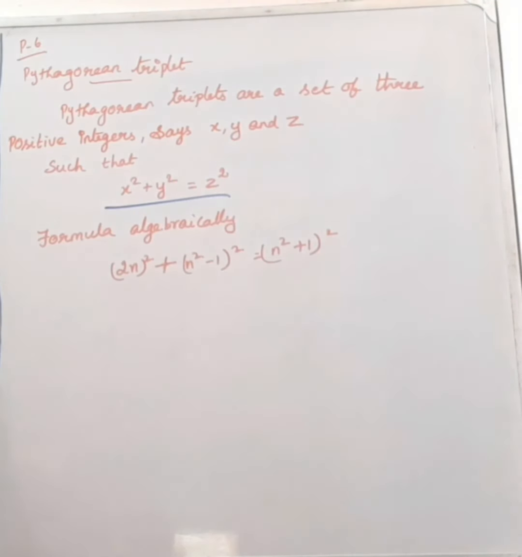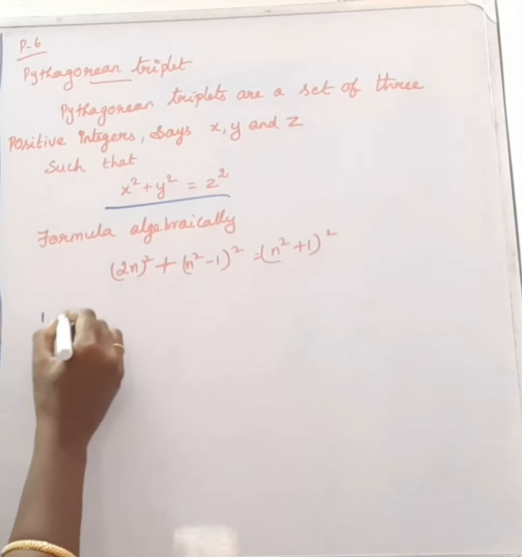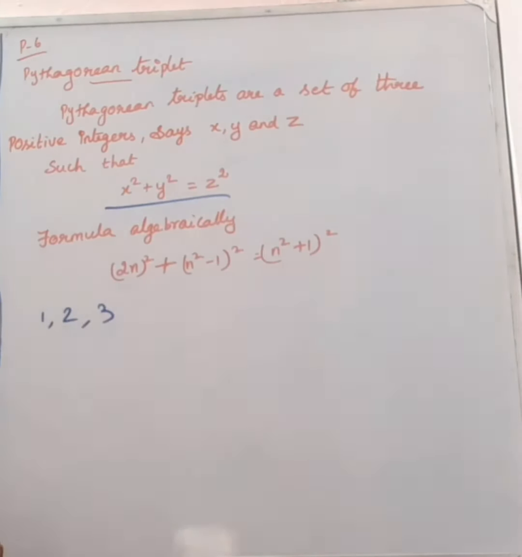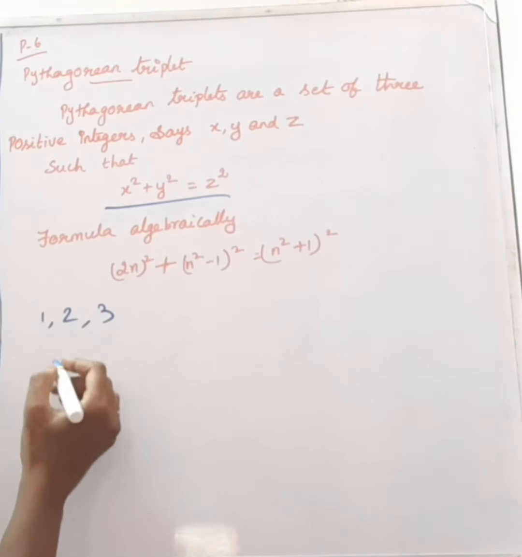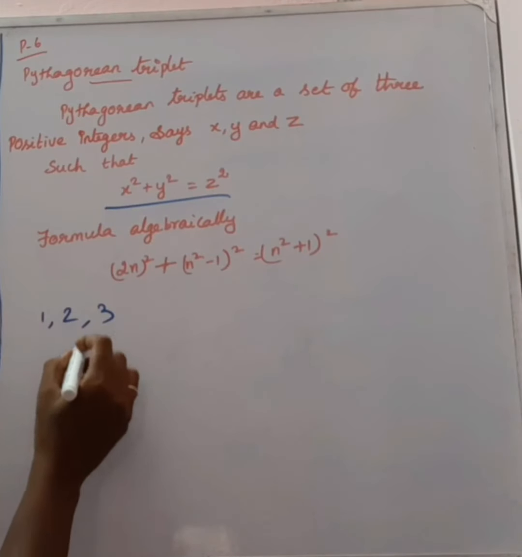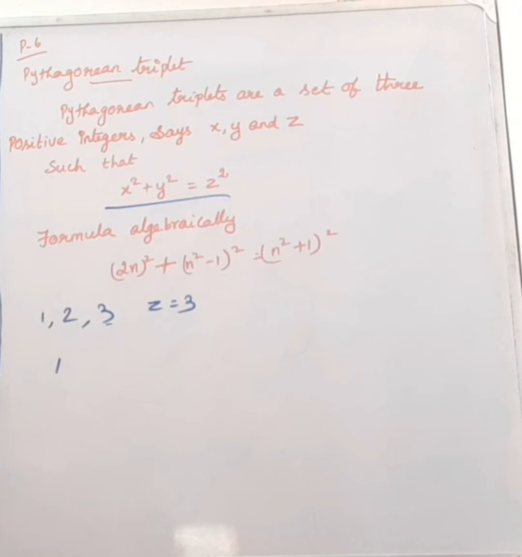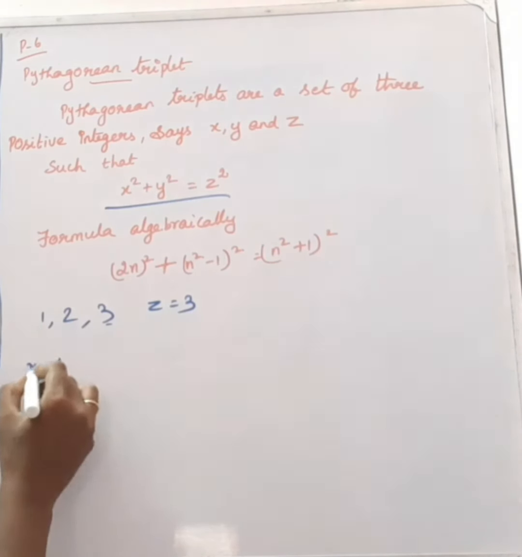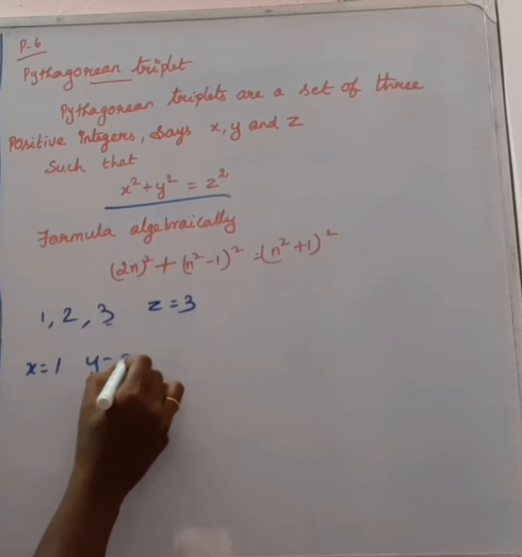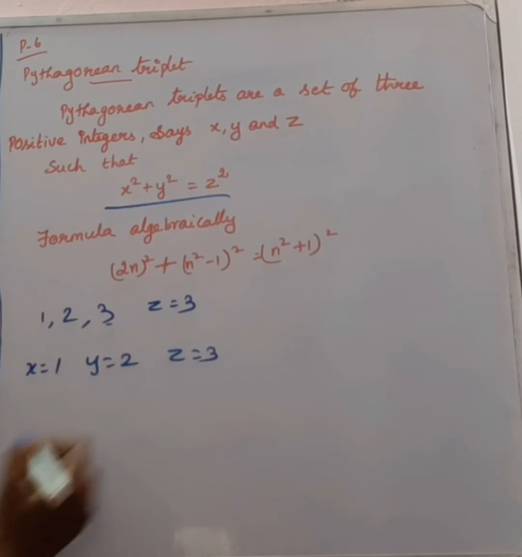Okay. So, for example, we take the numbers 1, 2, 3. So x, the value of x is 1. Already I said the greatest number is called z, isn't it right? So which is the greatest number here? 3. So z value is 3. So x value is 1, y value is 2 and z value is 3.